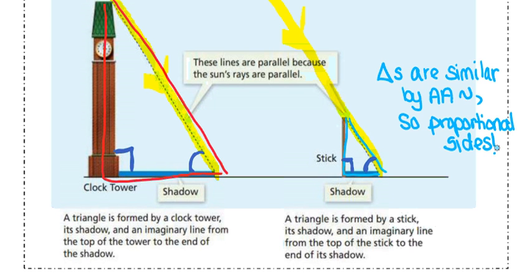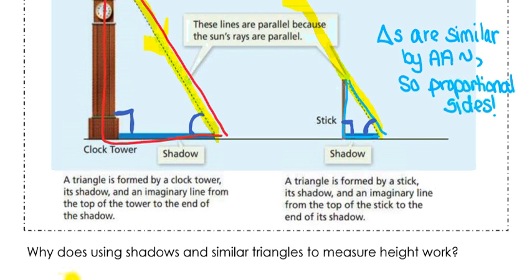The fact that it's really easy to measure the length of a shadow on the ground, but maybe not so easy to measure the height of a clock tower or the height of a tree, is going to enable us to use the lengths of those shadows in order to measure the heights of the objects.